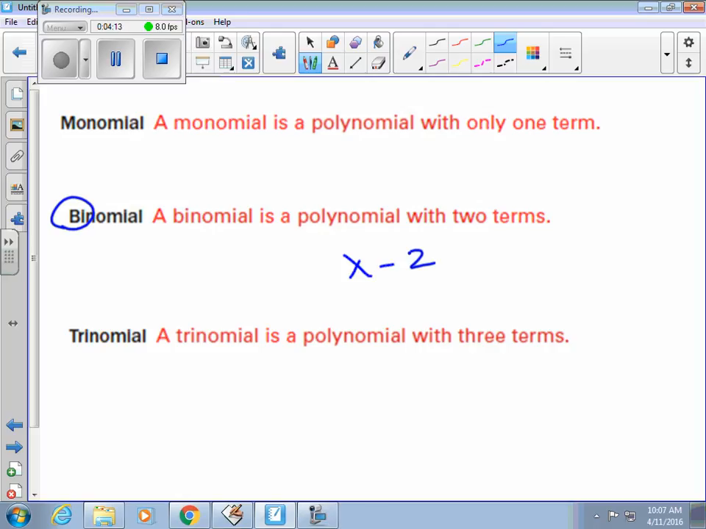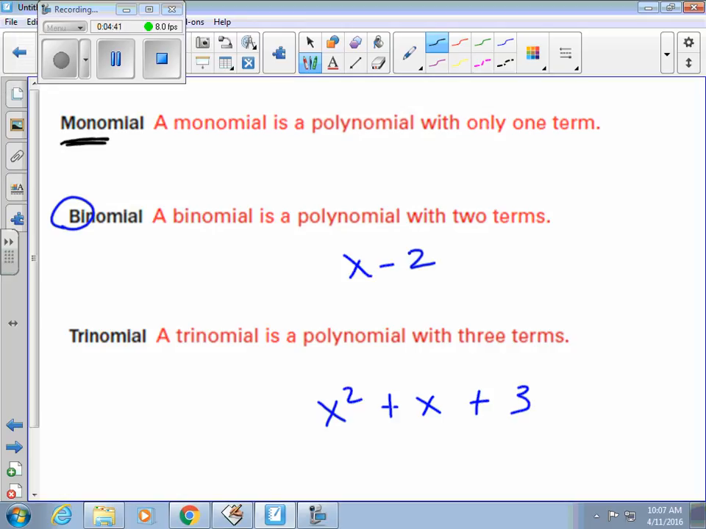But a trinomial, you know the prefix tri means 3. 1, 2, 3. So like x squared plus x plus 3. That is a trinomial. There are 3 terms. Remember, terms are separated with addition or subtraction between them. And then a monomial is something that is only one term. Mono right there means 1. Bi is 2, tri is 3.